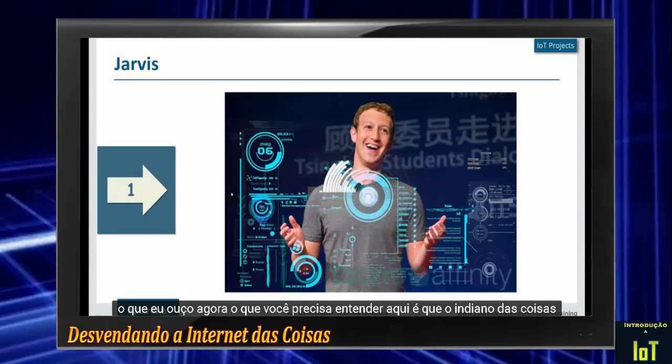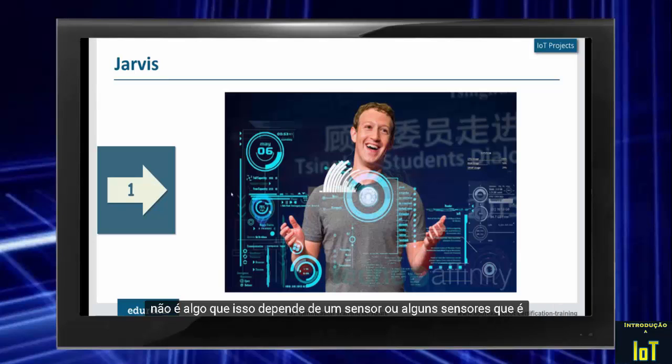Now, what you need to understand here is that Internet of Things is not something that's just dependent on a sensor or a few sensors.